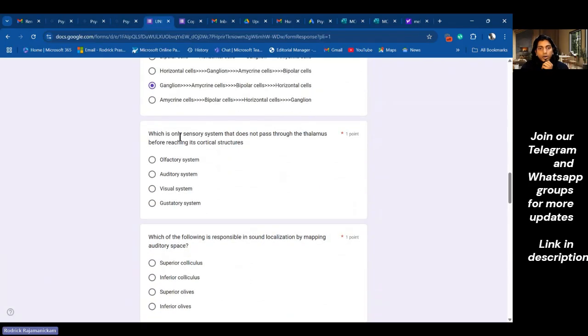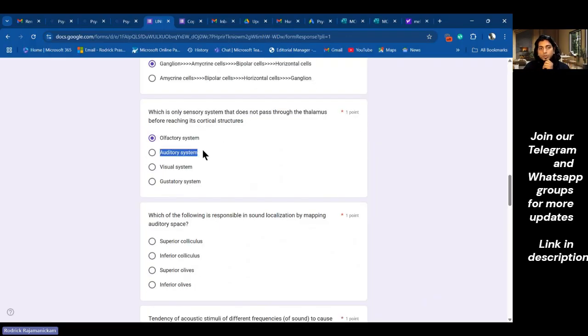Which is the only sensory system that does not pass through the thalamus before reaching its cortical structures? That will be olfactory. It goes to the piriform cortex and then through the thalamus to the orbitofrontal cortex. So olfactory is the exception here. Everything else goes to the thalamus. Auditory goes through the medial geniculate nucleus, the visual system goes to the lateral geniculate nucleus, and the gustatory system goes to VPN, the ventroposterior nucleus.